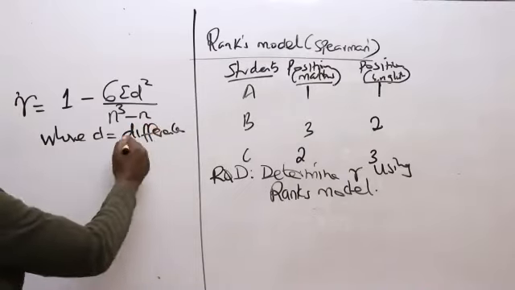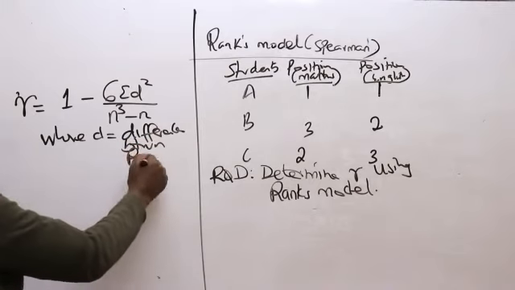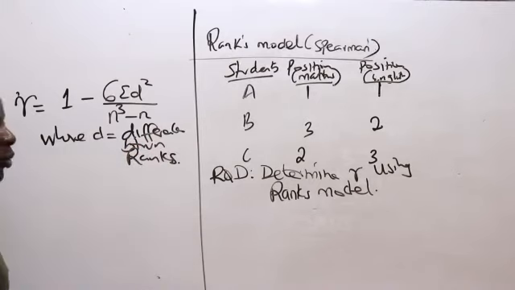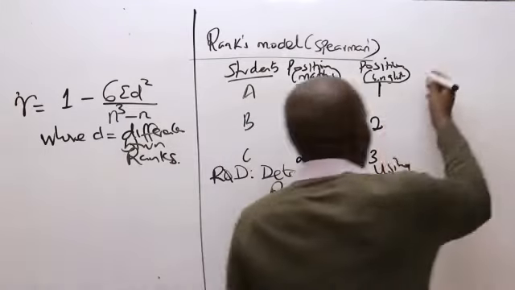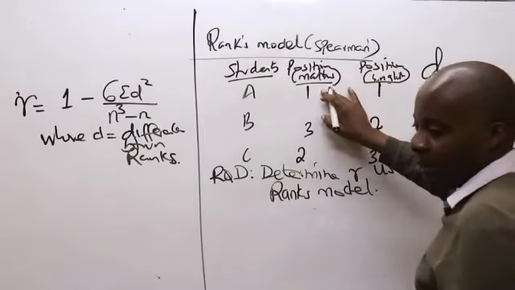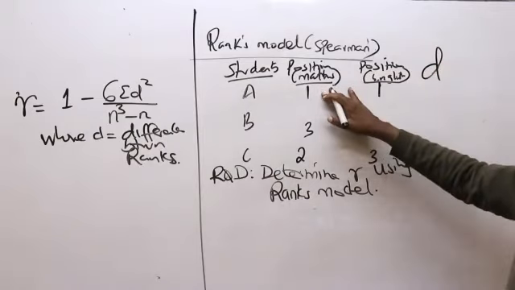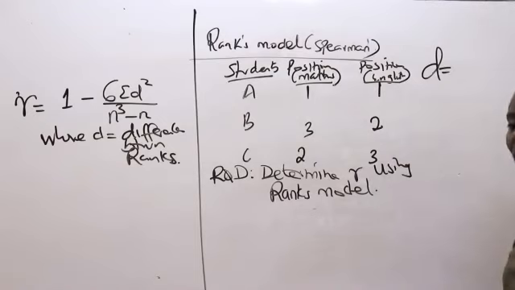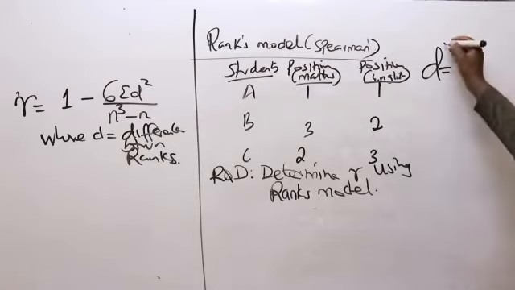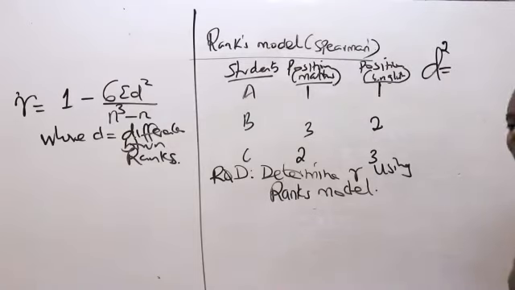Differences between ranks. Differences between who? Ranks. I would want us to create a column here and mention D. Remember, position is the same as rank. So create a column where you capture your D, and I would want us to square it automatically. Whatever difference we get, we square.